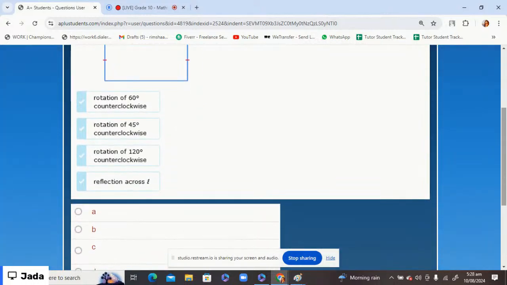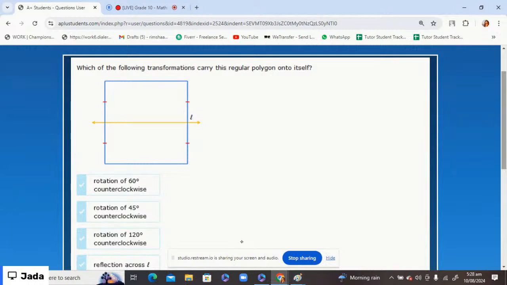The first one is the rotation of 60. It's not. The second one is the rotation of 45. It's still not. The third one is the rotation of 120. No, it's not. And reflection across the L. How can we say that this is right? Because look here, reflection across the L means a 90-degree reflection, because the angle in between these two lines is 90 degrees. Okay.